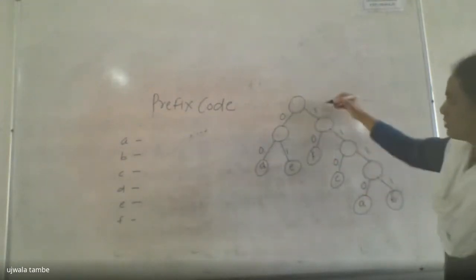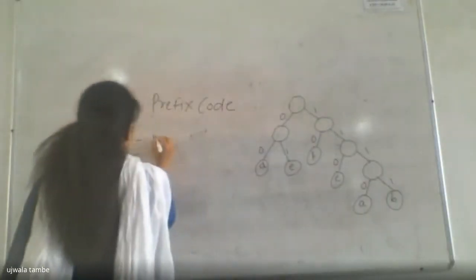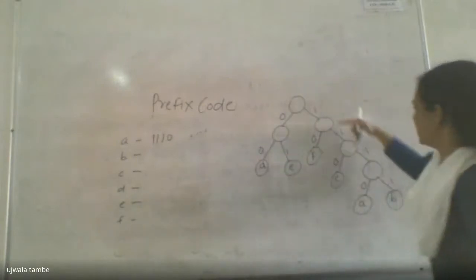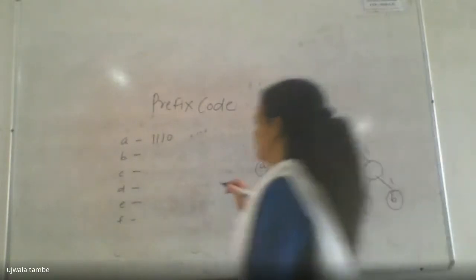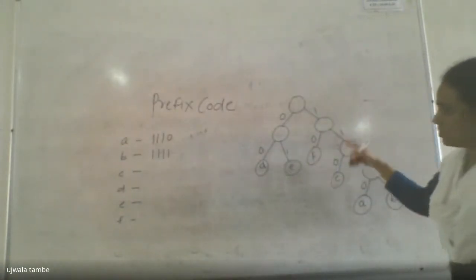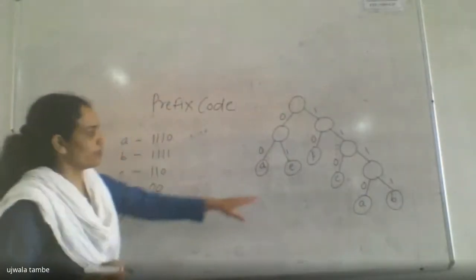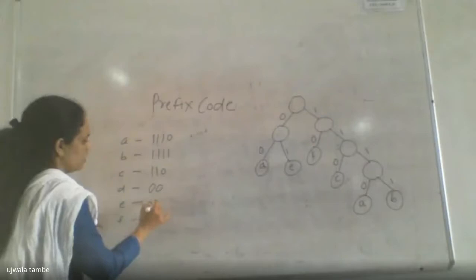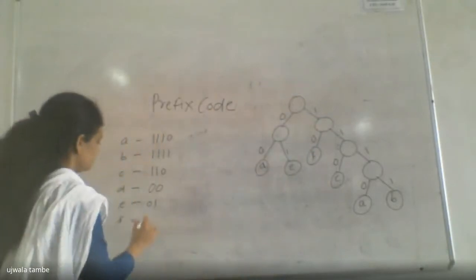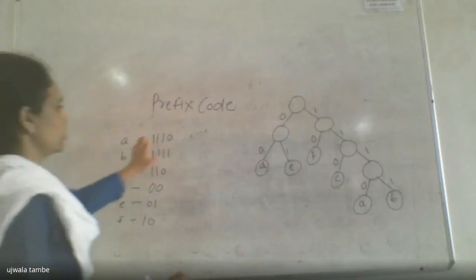So for A, the code will be 1110. What about B? It is 1111. Then for C, 110. Then for D, 00. For E, 01. And for F, 10. Is it fine with the prefix code? That is how to generate the optimal binary tree and how to generate the prefix code.